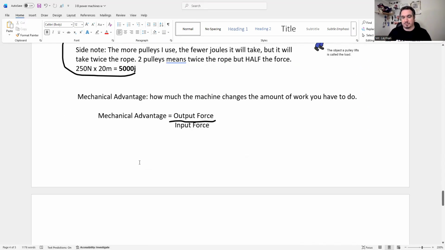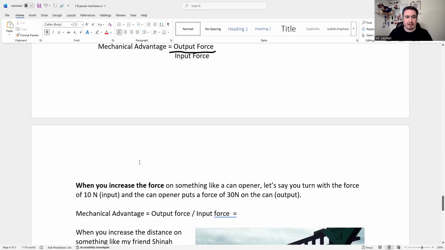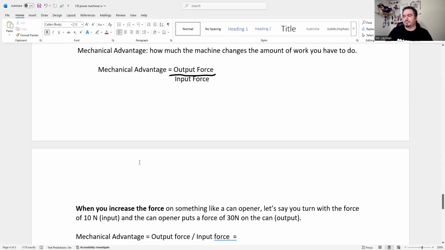If the mechanical advantage is over 1, you're getting mechanical advantage out of it, and you should continue using that machine for whatever task you're doing. If the input force is higher than the output force, you're doing something inefficiently, and you probably should stop.